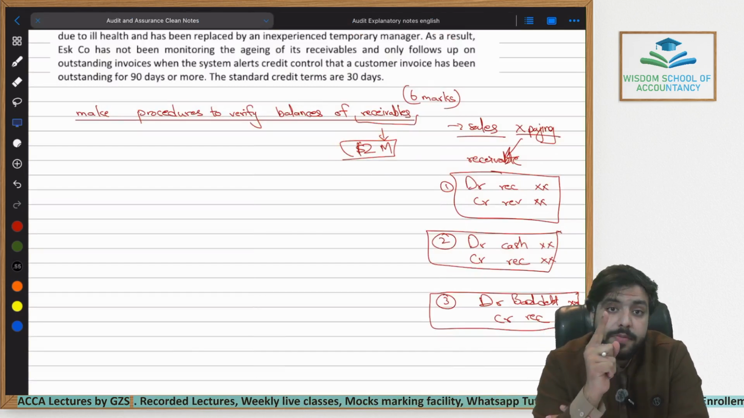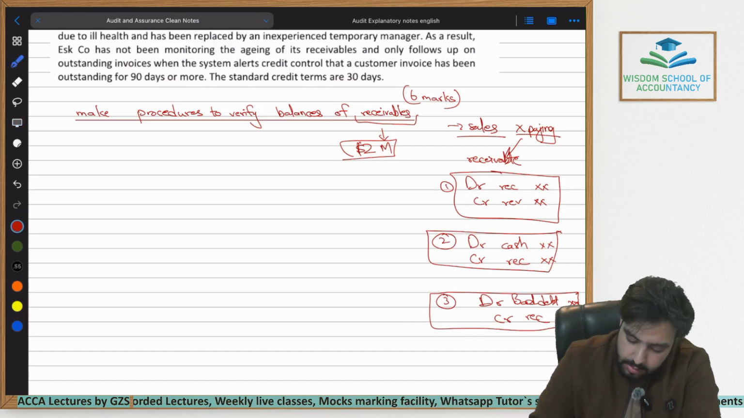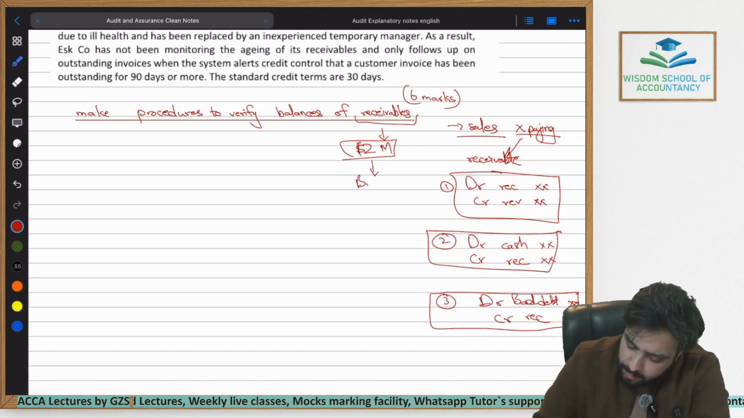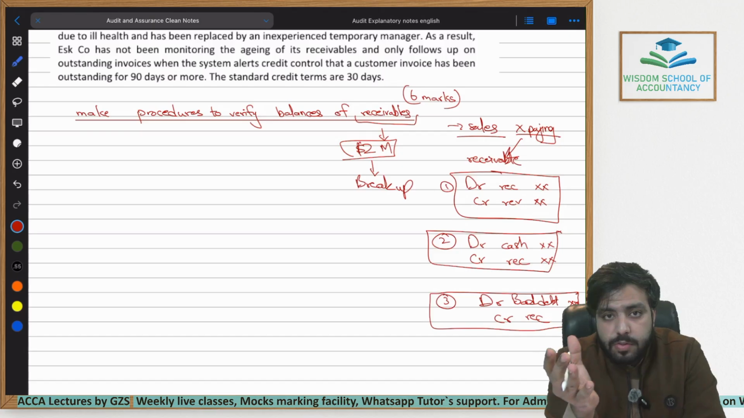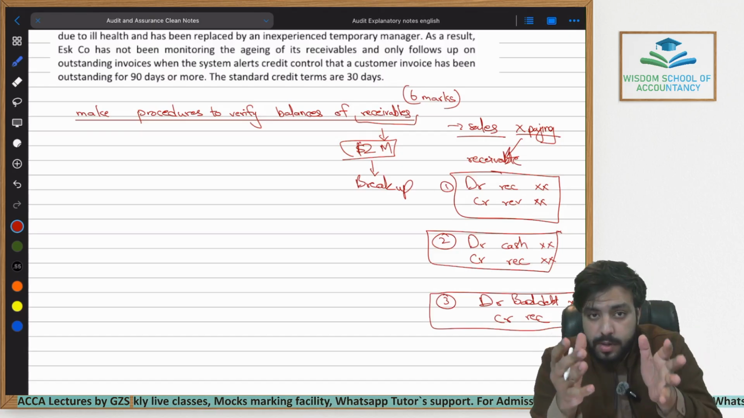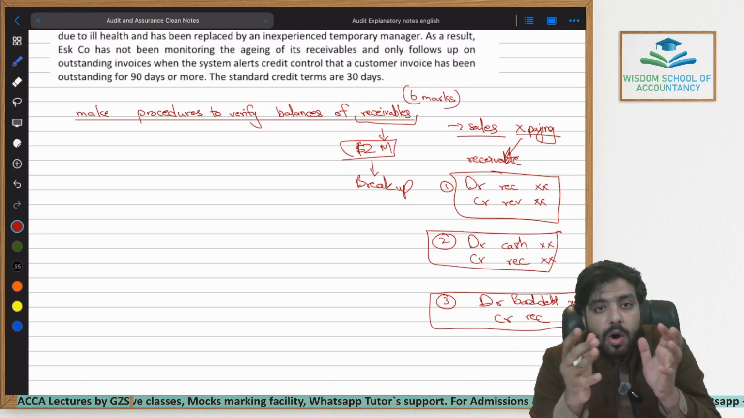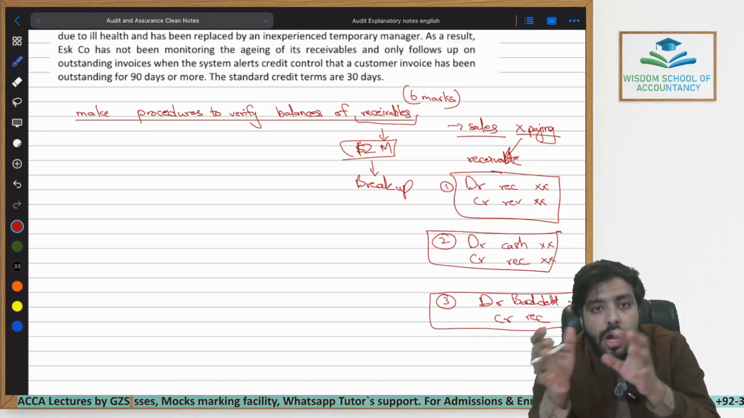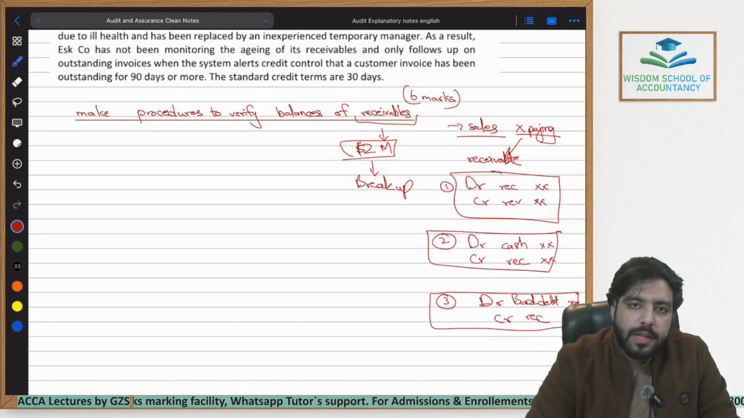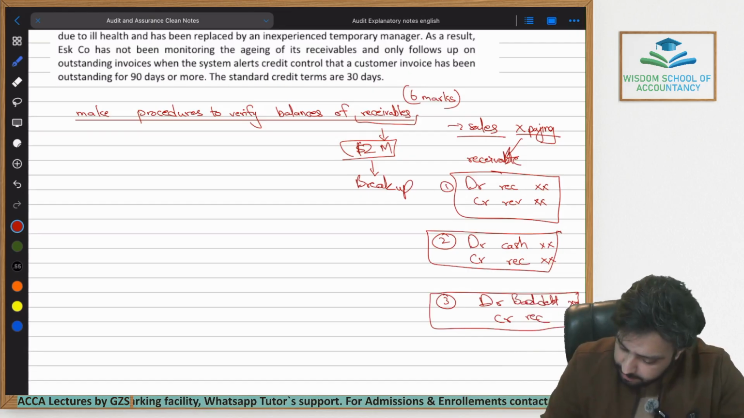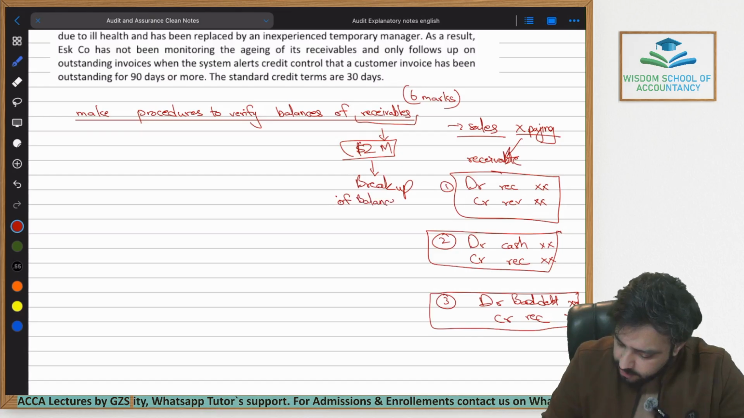This means, first of all, we need a breakup of receivables. And breakup how? Breakup by customer. Like customer A owes how much, customer B owes how much, customer C owes how much. All of these customers combined owe $2 million, which is recorded by the management. So first of all, we need a customer-wise breakup of balances.